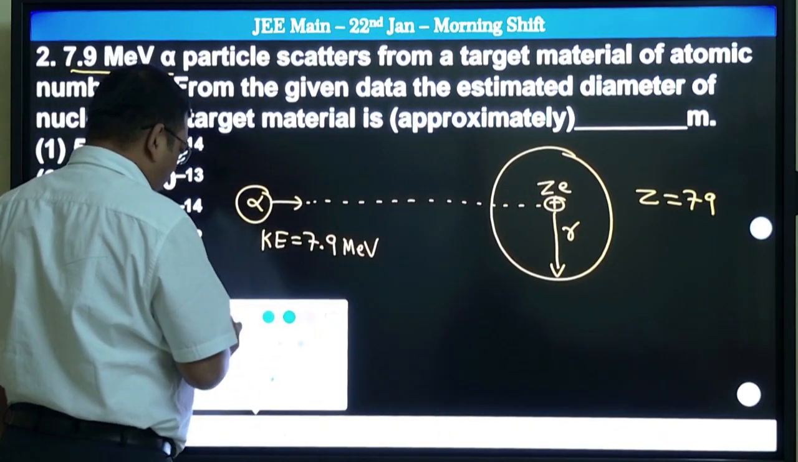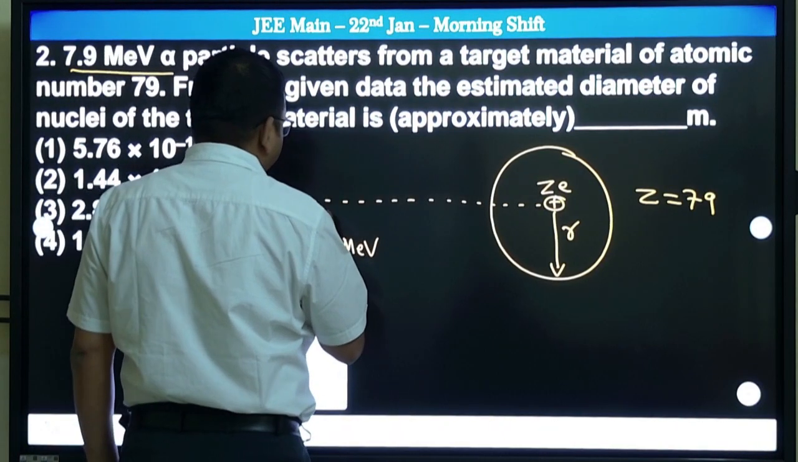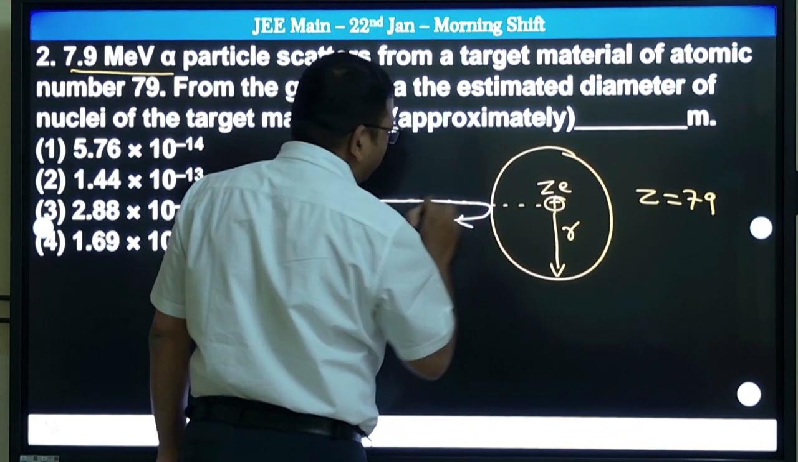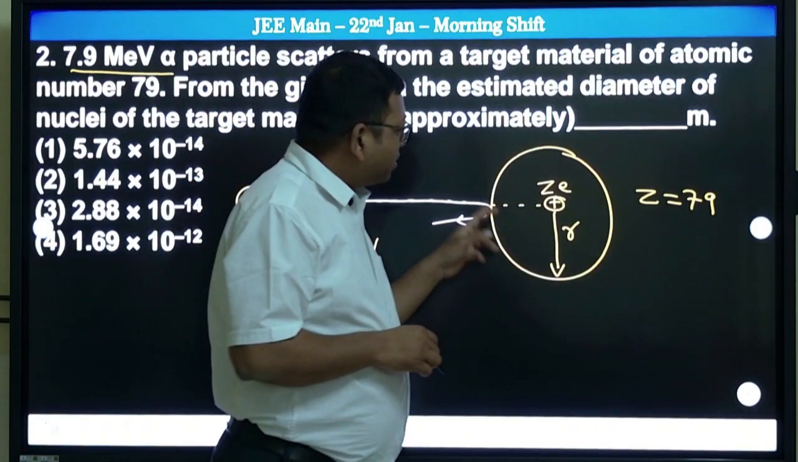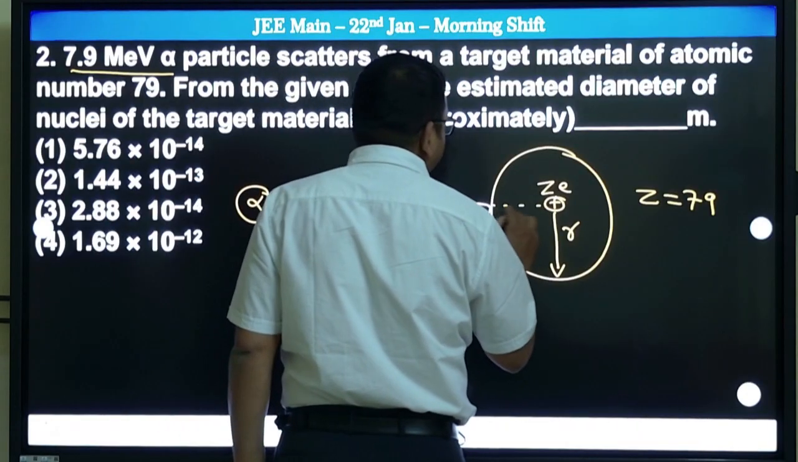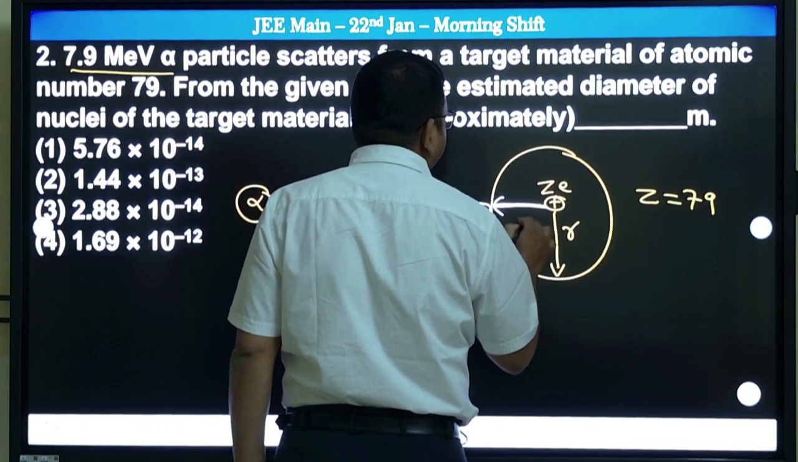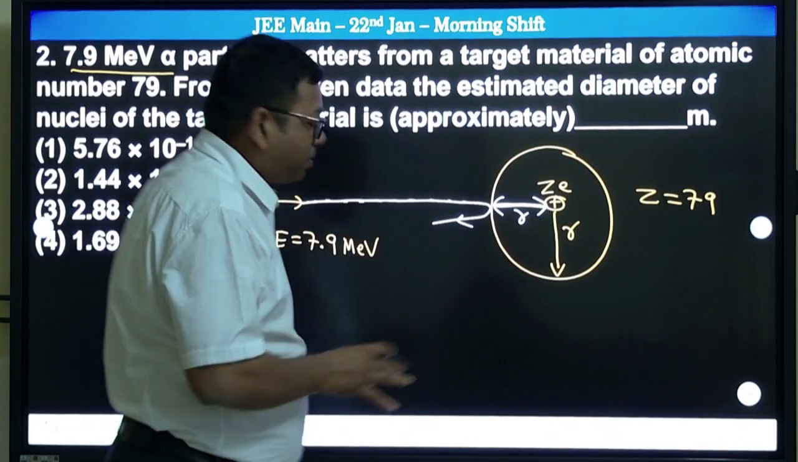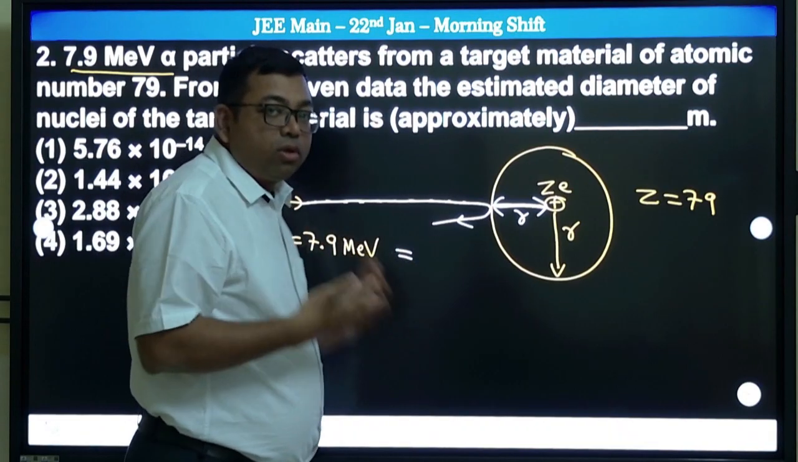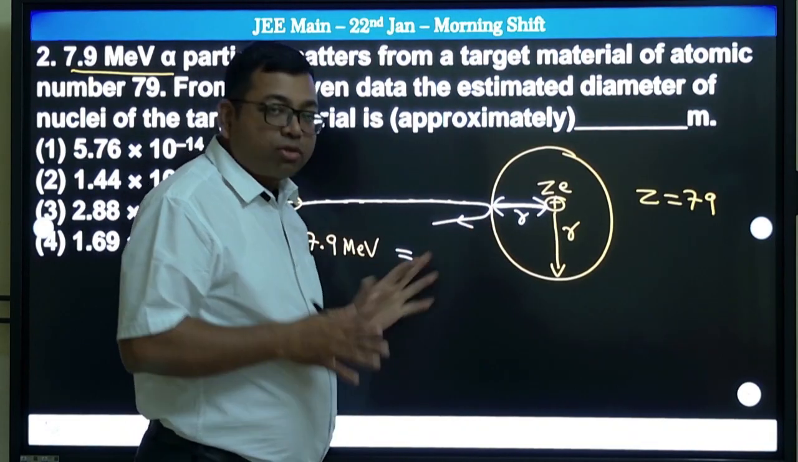So first of all, what we can do is, let us say that this alpha particle is coming, and from there it will bounce. From here only scattering will happen, right? So this you can consider as the distance of the closest approach. So let us calculate this distance, which is nothing but the radius. This radius is the distance of closest approach. So you know that this kinetic energy is going to convert into potential energy, right? Because it will stop here.